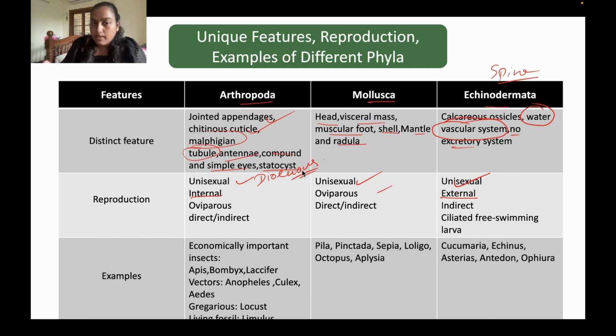Separate individuals. Male will have male part, female will have female part. Okay, two different individuals. And oviparous, that is the capacity to lay eggs, right? Yeah, arthropods and mollusca, oviparous. You can note that as well. And development, direct, indirect seen in arthropods and mollusca, indirect in echinodermata. And they have a ciliated free swimming larva. Important to note.